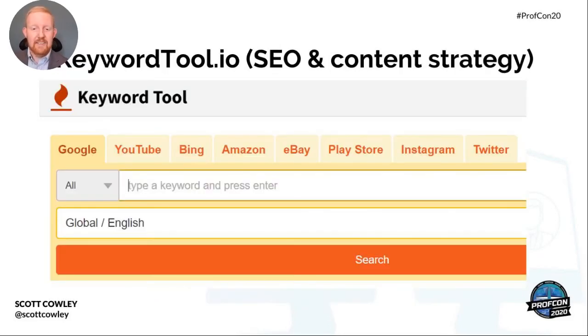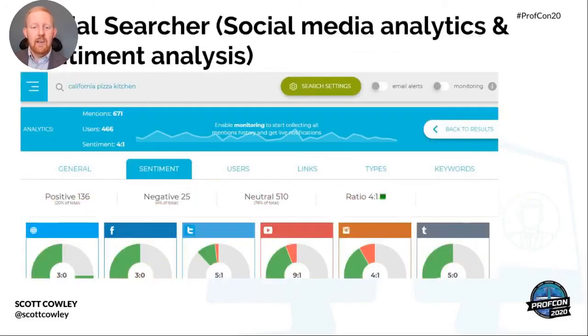Keywordtool.io is great in pairing with other SEO tools for SEO projects. You can get all sorts of ideas for what people are searching for. It won't tell you how much people are searching for them, but it's just an idea generation tool that can help guide your SEO or your content strategy.